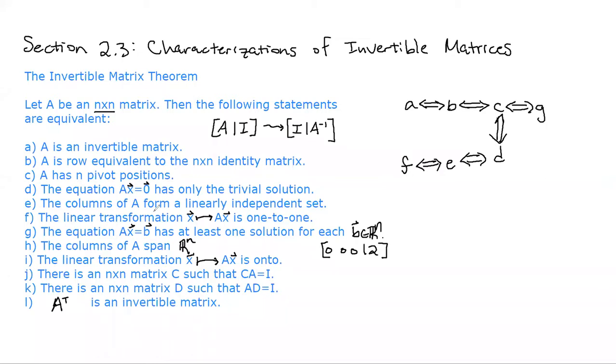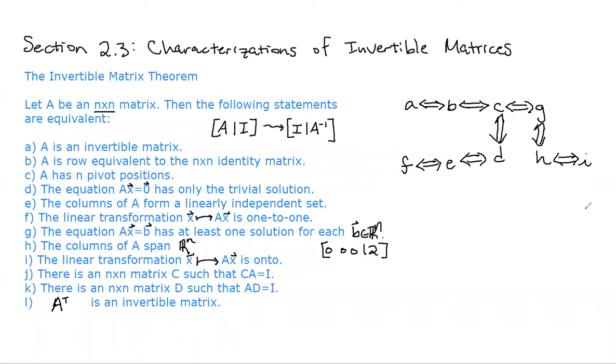All right. Property H says the columns of A span Rn. Well, if we have a solution for every single B in Rn, that's literally by definition the same thing as spanning Rn. So property G is saying the same exact thing as property H. All right. The linear transformation that sends X to AX is onto. That's the same thing as saying everything in Rn gets hit. Everything in Rn has a solution. So properties H and I are also saying the exact same thing.